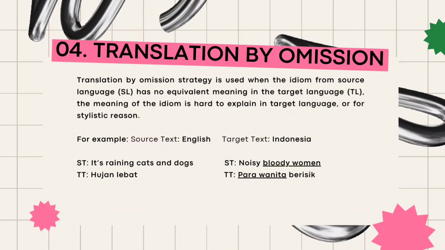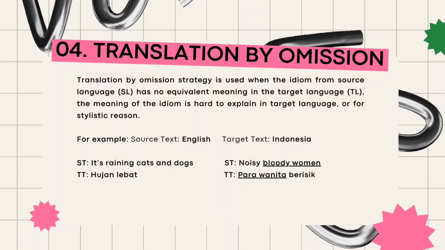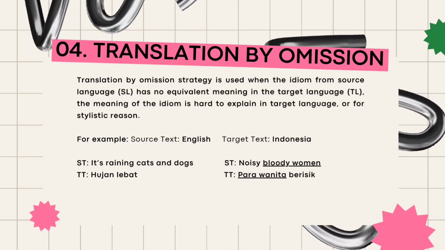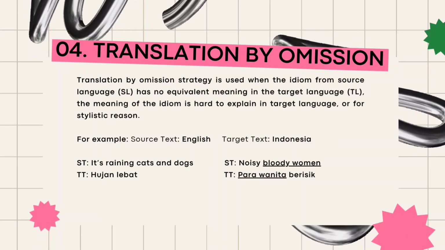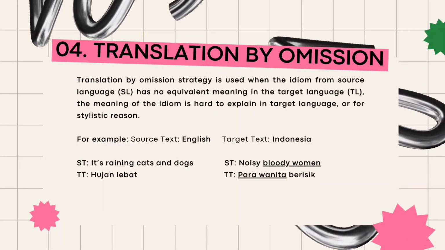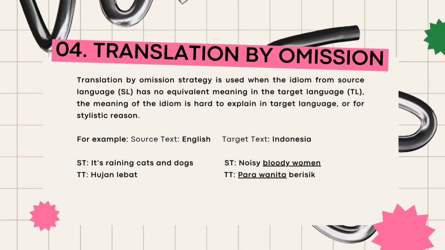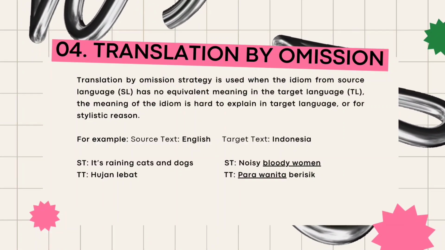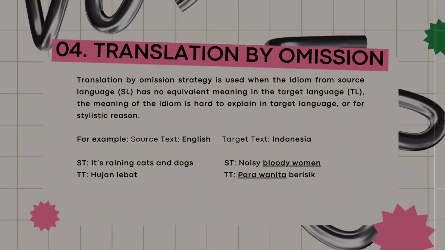Another example is "noisy bloody women" translated into "para wanita berisik." In this case, the word "bloody" from the source text is omitted and changed into "para," because even though it is absent, the meaning is still clear and understandable for the audience.